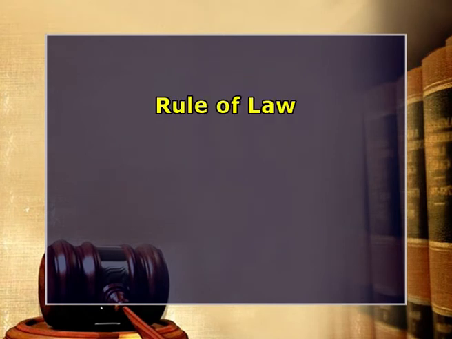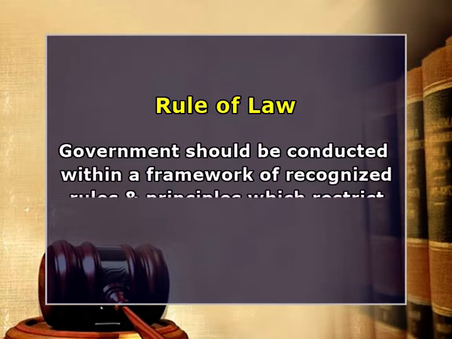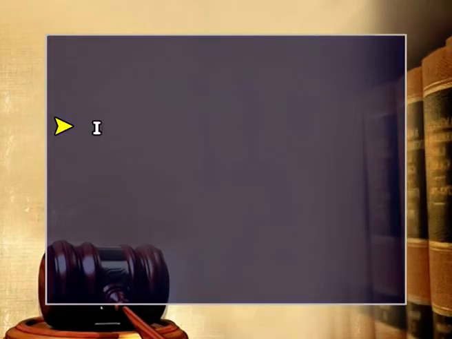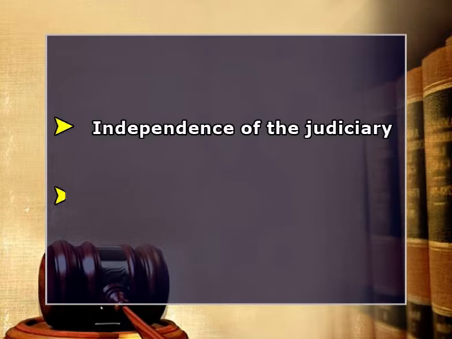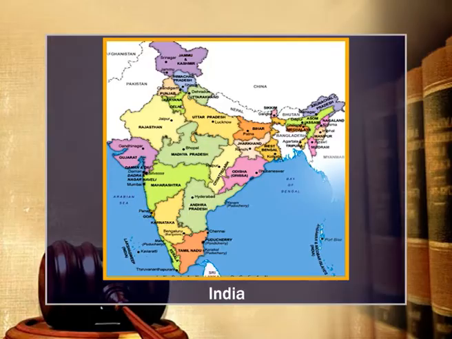Thus, the secondary meaning of rule of law is that the government should be conducted within a framework of recognized rules and principles which restrict discretionary powers. Another conceptual understanding of rule of law is the independence of the judiciary and the supremacy of courts. Although complete absence of discretionary powers or absence of inequality is not possible in the administrative age, yet the concept of rule of law has been developed and is prevalent in common law countries such as India.